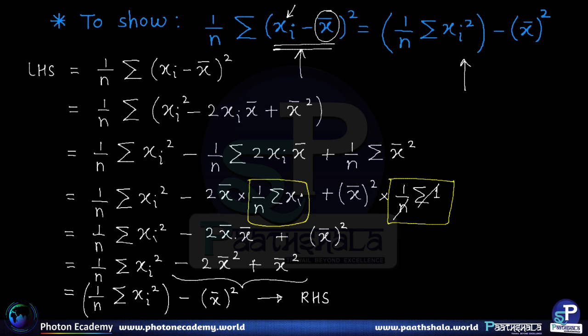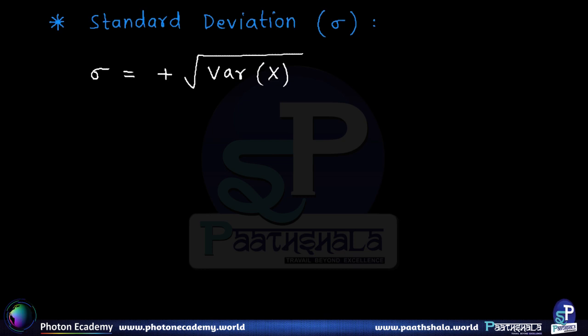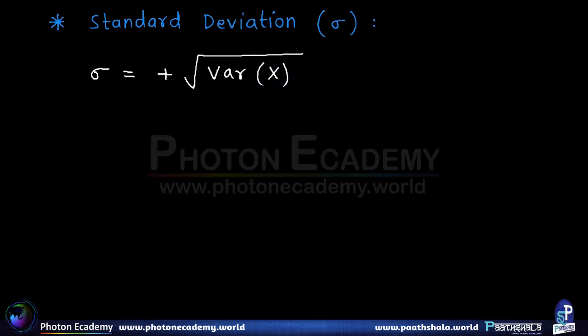Now we move on to the last most important measure of dispersion, that is standard deviation, denoted by sigma. And as you see here, it is defined as the positive square root of the variance, right? By convention we take the root to be positive. We have already seen the formulae of variance. Once we take the square root of them, we get the standard deviation.